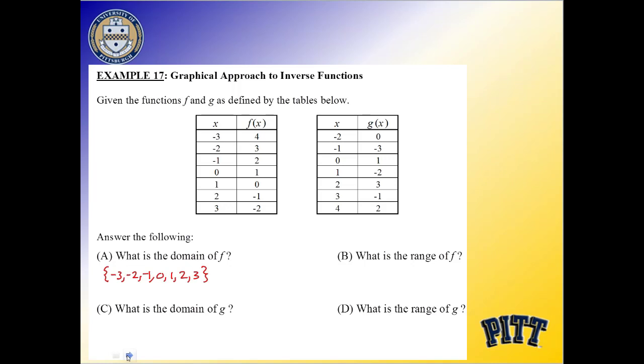So again, if all you have is a table, when you list the domain, it has to be individual values. You cannot give an interval, because an interval means that all values between those are also included. Same thing with the range. The range goes from -2 to 4, but it's only those numbers, -2, -1, 0, 1, 2, 3, and 4. I look at the domain and range of g, same kind of thing.